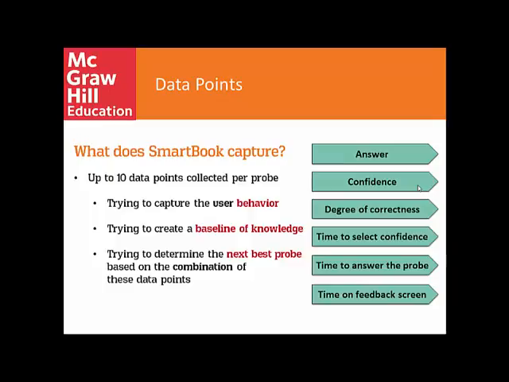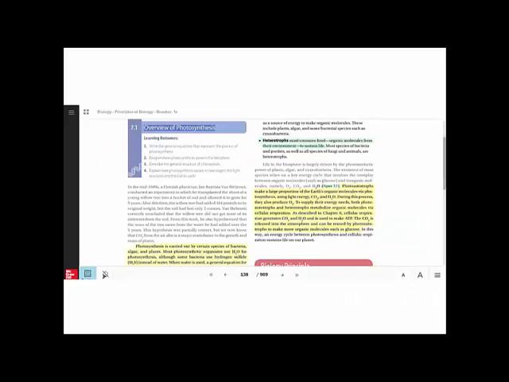These data points go into the artificial intelligence engine and are compared to data from students across the country to help identify gaps so that the probes can be reprioritized and presented to the student in the most effective way. As the student demonstrates understanding, additional material will be presented and the highlights in the text will change from yellow to green. Like a GPS, SmartBook adjusts for wrong turns to quickly get them back on track.